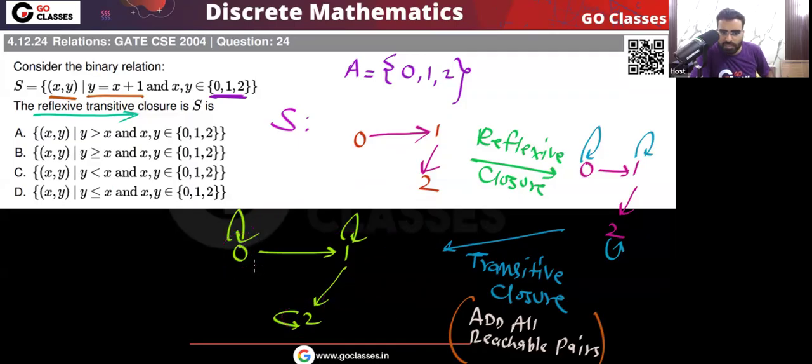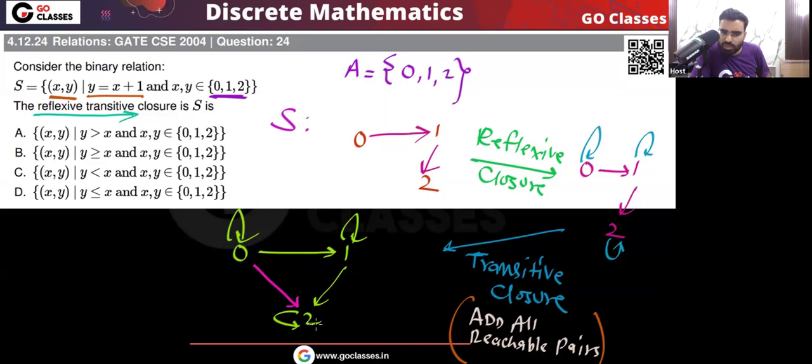So this edge I will put. Yes or no? Add all the reachable pairs. From 0 to 2 there is a path of length at least 1, so this edge I will put. Now is there any other edge that I need to put to find the transitive closure? Is there any reachable pair? No, there is no more reachable pair. Yes, we have covered everything.